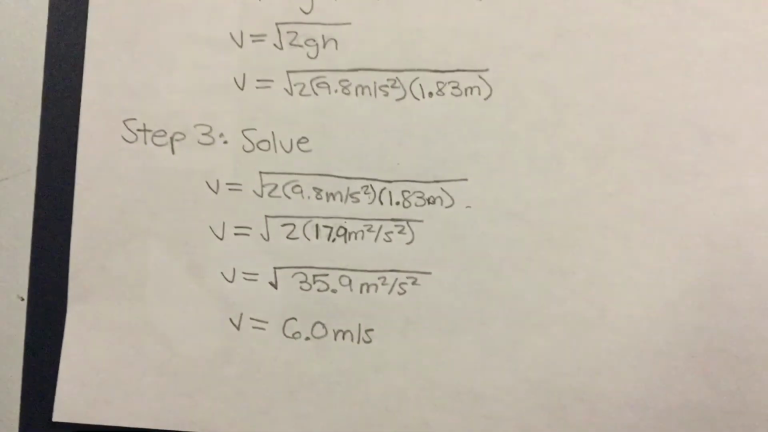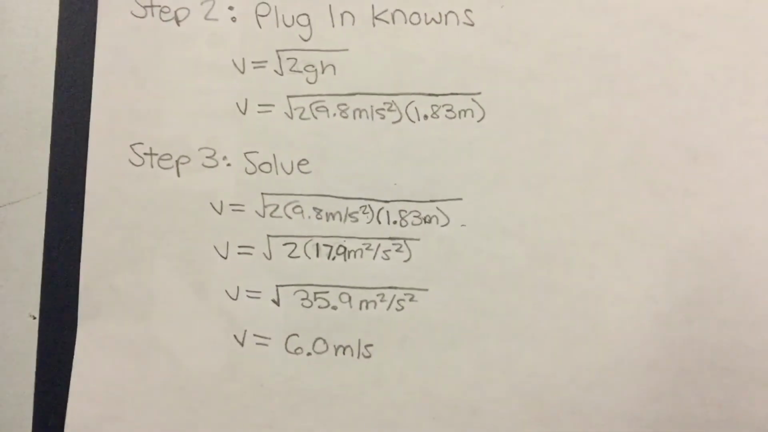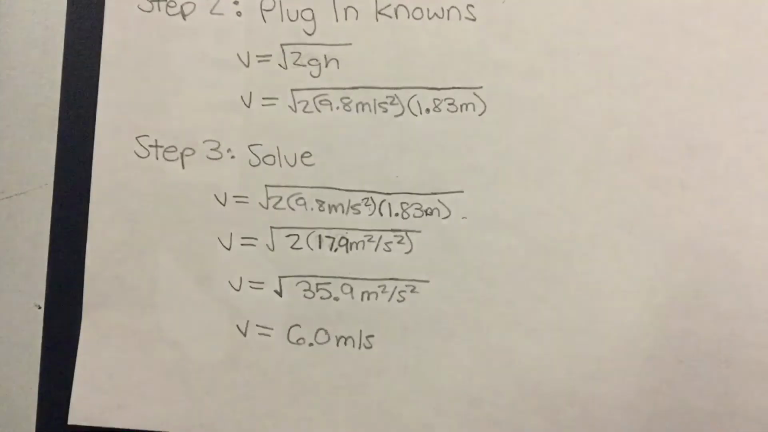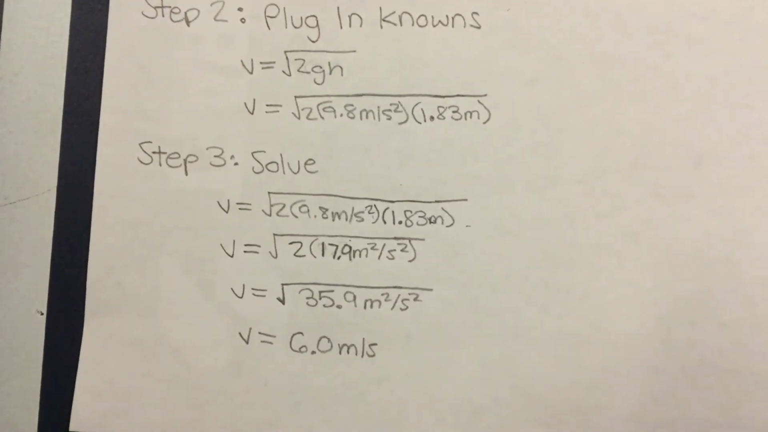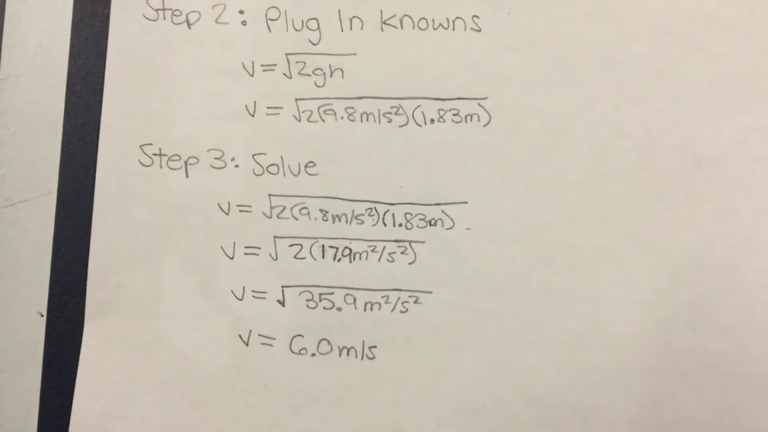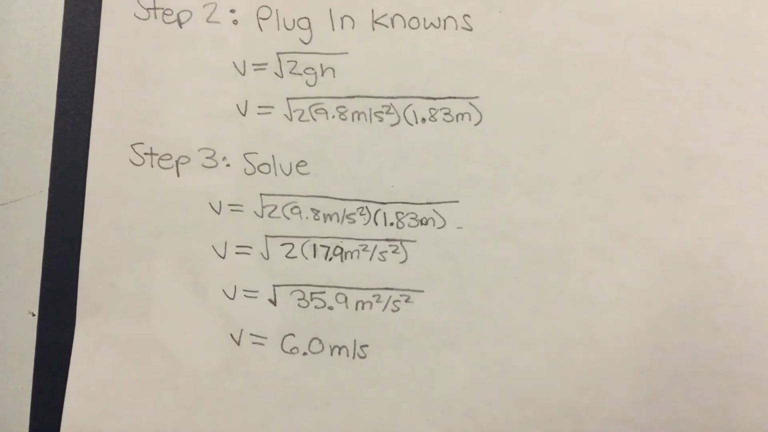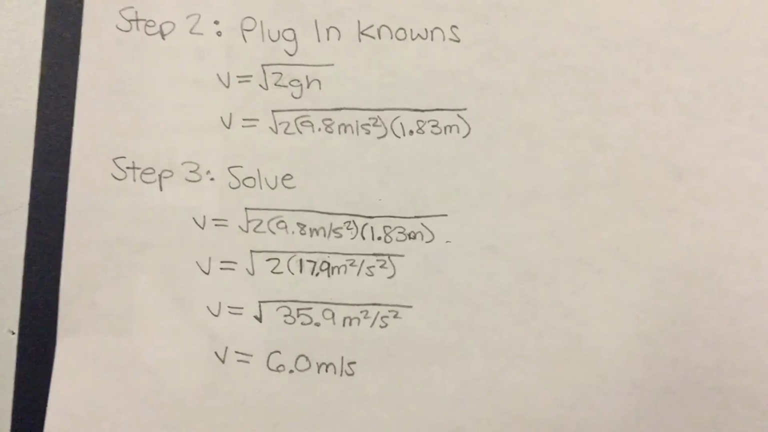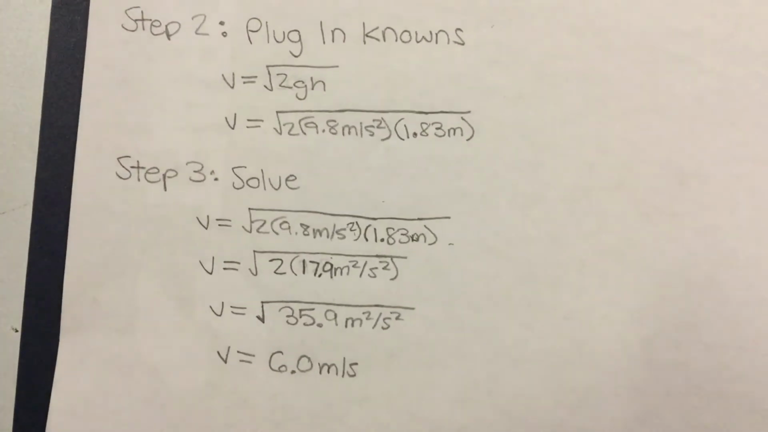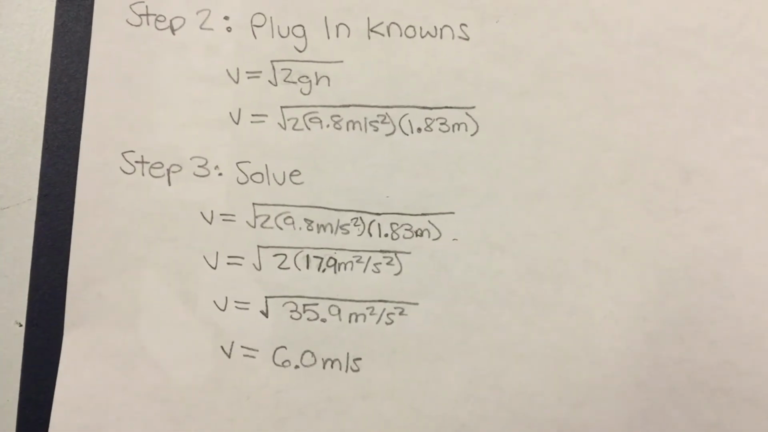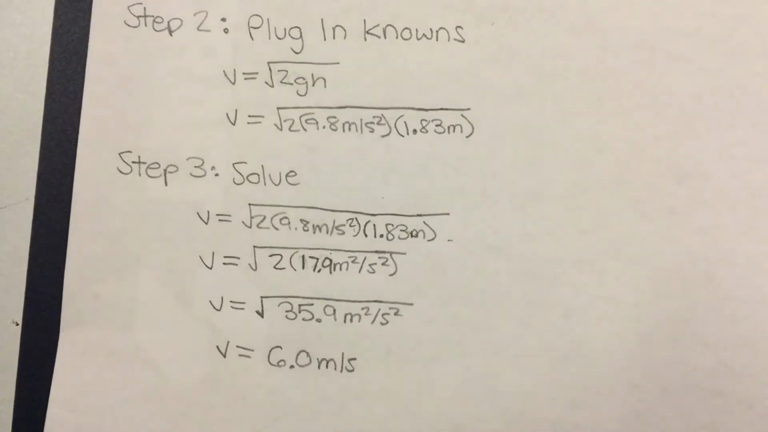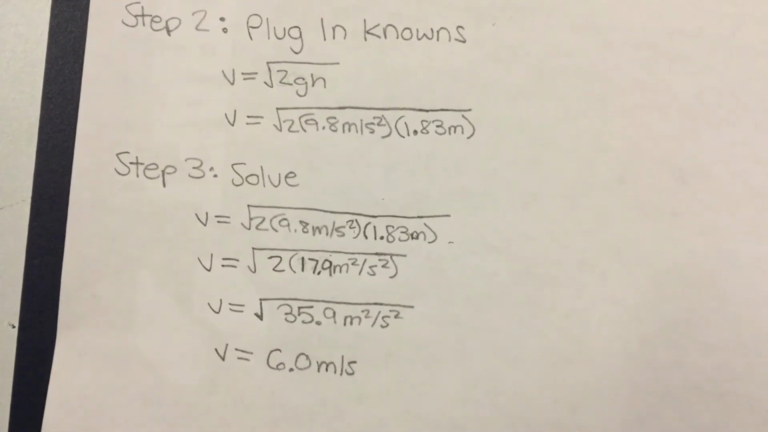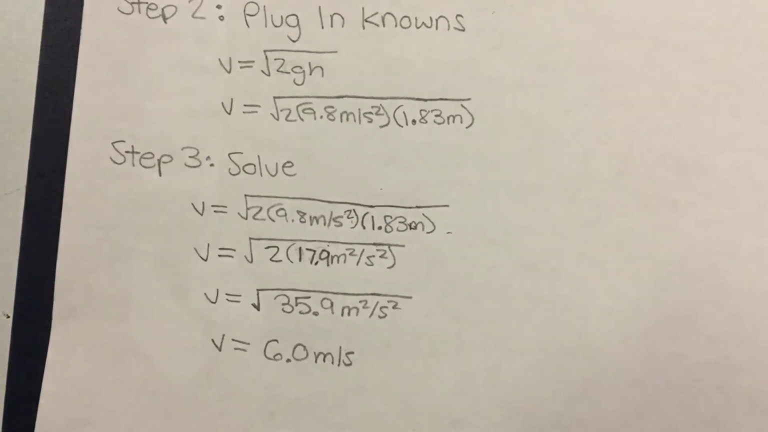Step 3 is to solve for your unknown. So we take the equation that we already came up with from step 2, and we use that to solve for our velocity, which is our unknown. So we multiply our two values in parentheses together, and then we multiply that by 2 to get the square root of 35.9 meters squared per second squared. And we take the square root of that to get 6 meters per second.